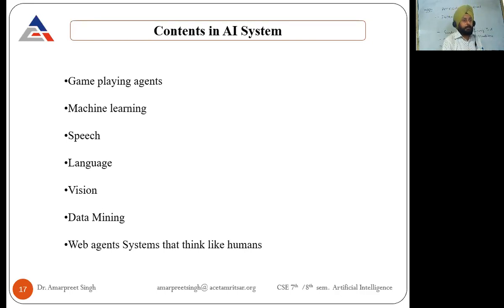Next, coming to the contents in the AI system: game playing agents, machine learning, speech, language, vision, data mining, web agent. So these are actually the contents in the AI system. You can also say these are the different areas which are connected to the AI system or play an important role in developing the AI system.